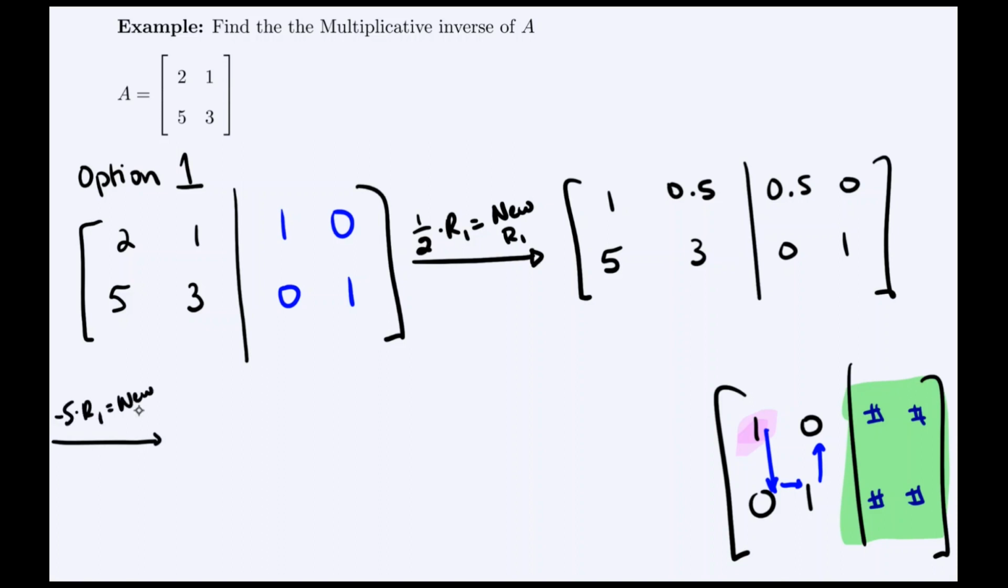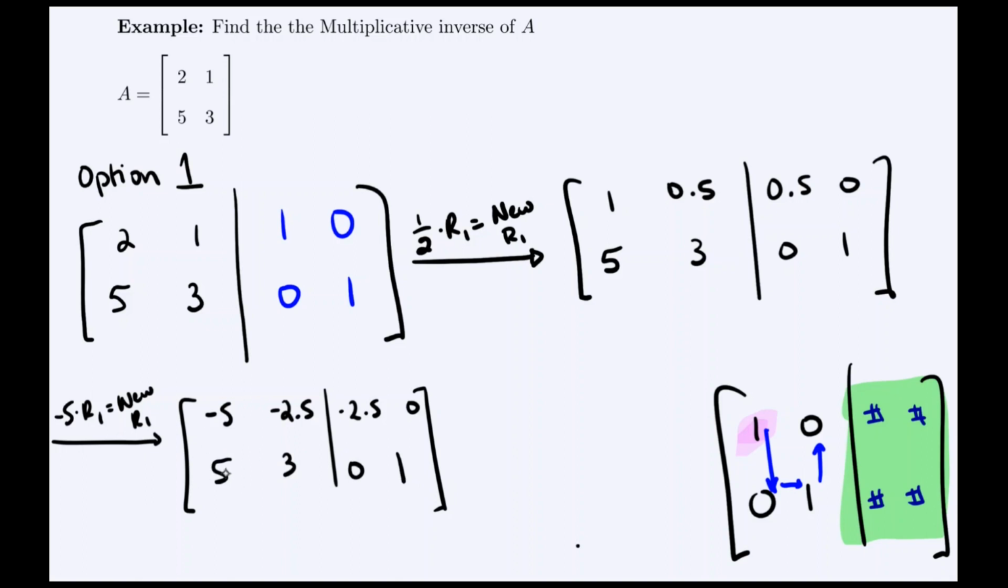is the new row 1. So that would be negative 5 times 0.5 is negative 2.5, negative 2.5, 0. And we leave the other one the same. And at this point, our whole goal was to add these so that the 5 would cancel in the second row. So now we're going to say row 1 plus row 2. That's going to be the new row 2.